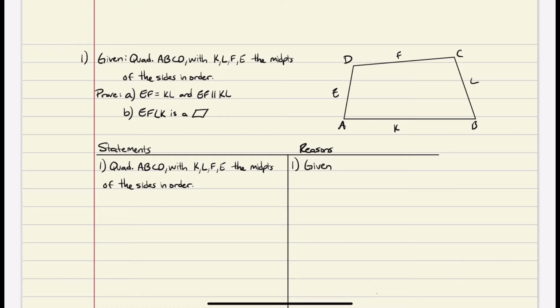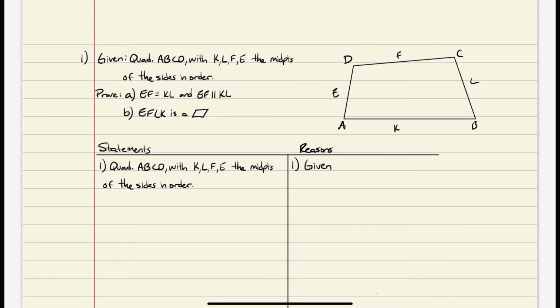So we have a problem here where we're given a trapezoid. Well, not even a trapezoid, I'm sorry. We are given a quadrilateral. It's quadrilateral A, B, C, D with K, L, F, and E the midpoints of the sides in order. So K would be the midpoint of this side, L the midpoint of that, F and E the midpoints of those respective sides.